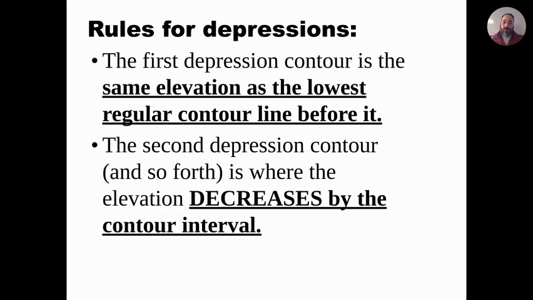The second depression, and so forth, is going to follow the same contour interval that we are looking at for the rest of our map. So if our map has a contour interval of 20 feet, it's going to continue that even with the hachure lines. It's not going to change. The only difference is that they're going to be decreasing as opposed to increasing.